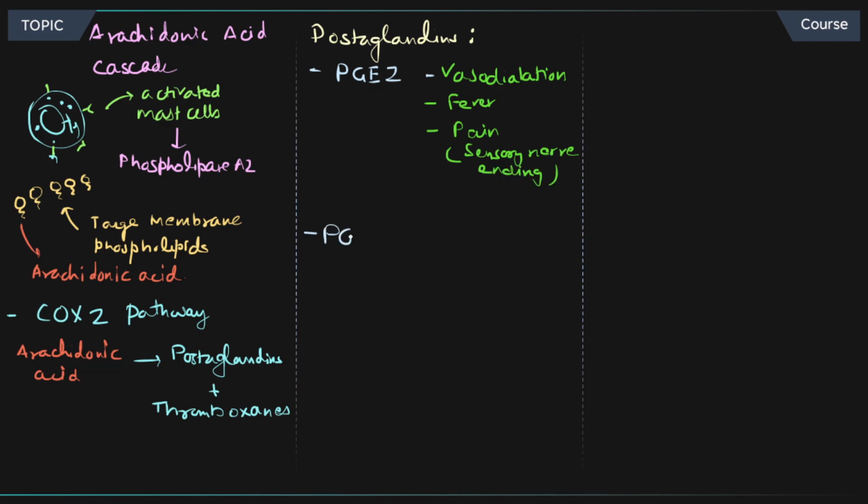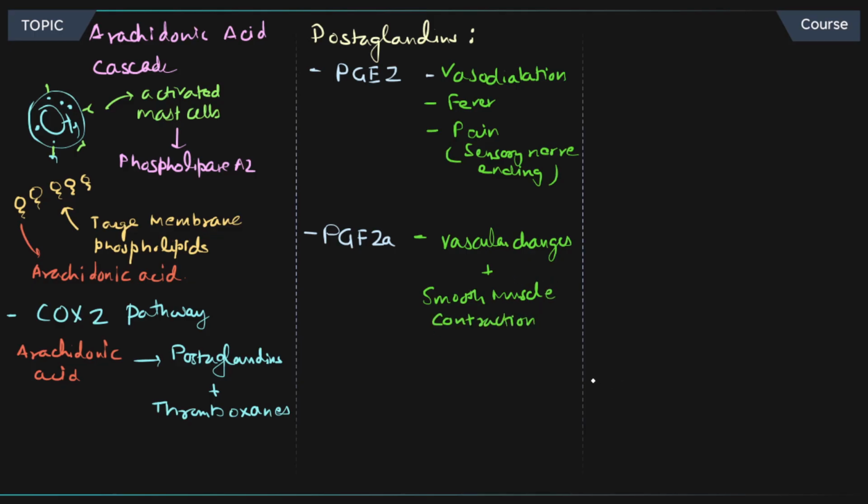And then you also have PGF2A, okay? That is going to play an important role in vascular changes, and that will cause smooth muscle contraction. So smooth muscle contraction is related to PGF2A.